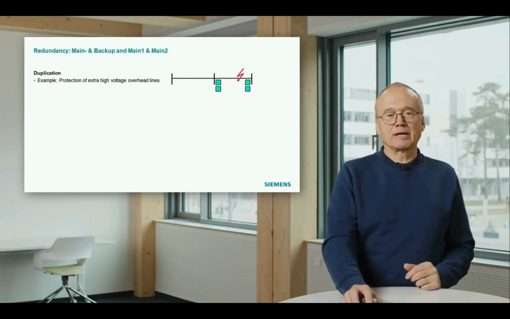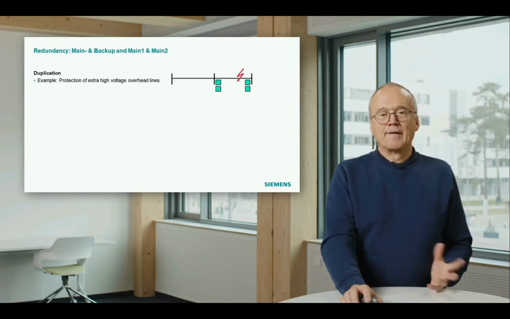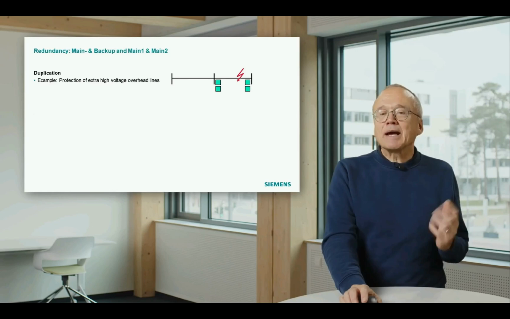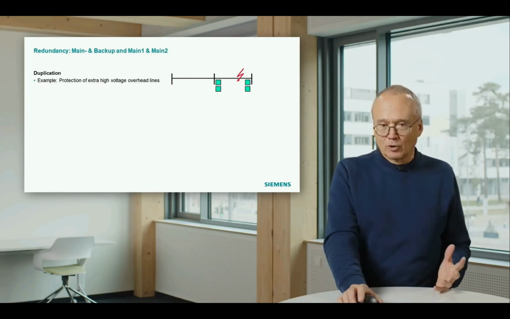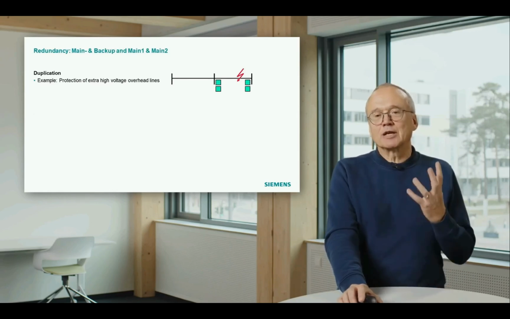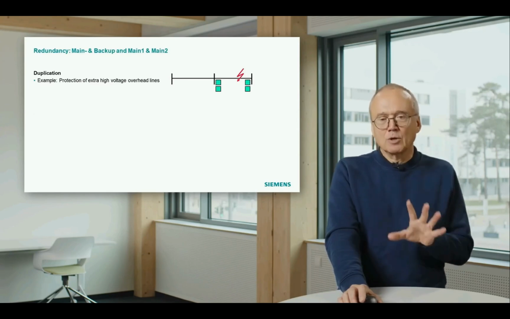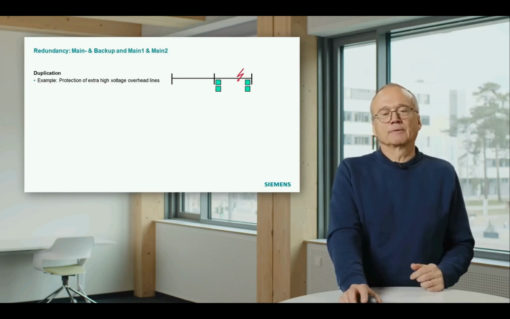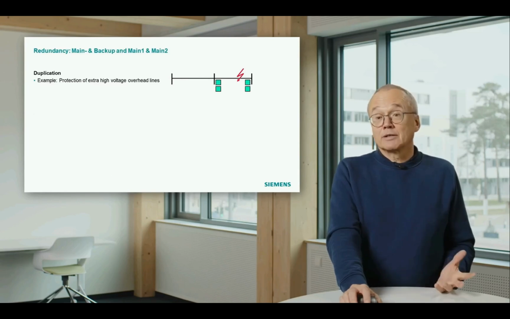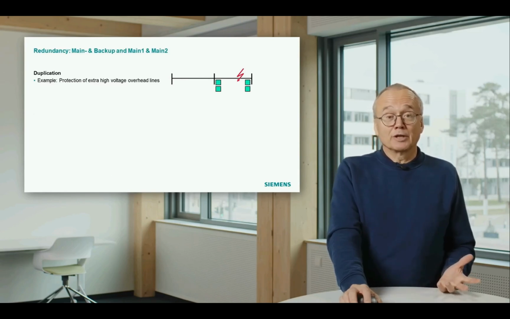Duplication of protection, main 1 and main 2. And that, of course, gives the maximum on redundancy. Even if one relay fails, you still have a full selective fast tripping. But you also have the maximum on investment.